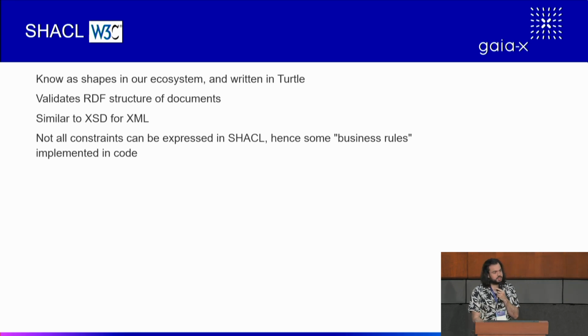I think last but not least on the technologies from the W3C we use, that's SHACL. Some of you might be familiar with XSD from XML. So basically that's the same thing, being able to verify the structure of a document. In our ecosystem, we usually call them shapes because that's what they do. They shape the JSON you will send. And they are allowing us to validate the RDF document structure. Not all constraints can be expressed in SHACL, meaning that in the compliance engine in Tagus, will not be the case in Loire, we do have some business rules that are implemented with code.